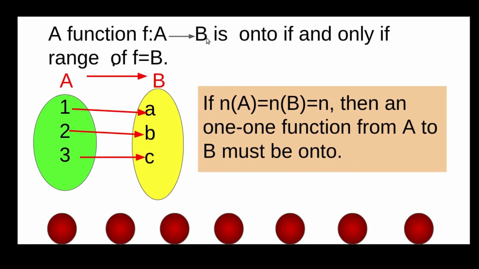A function f from A to B is onto if and only if the range of f is equal to B. Here the range is the set {a, b, c}, that is equal to B. So this function is an onto function. If n(A) equals n(B) equals n, where n is a finite number, then a 1-1 function from A to B must be an onto function.